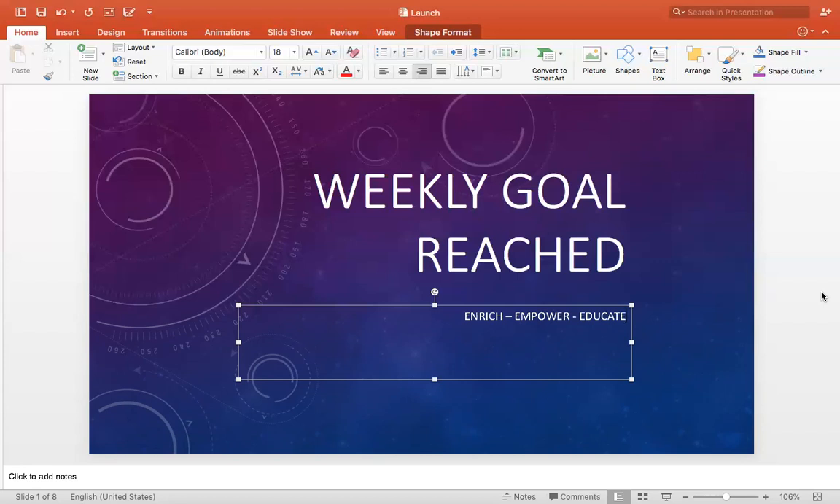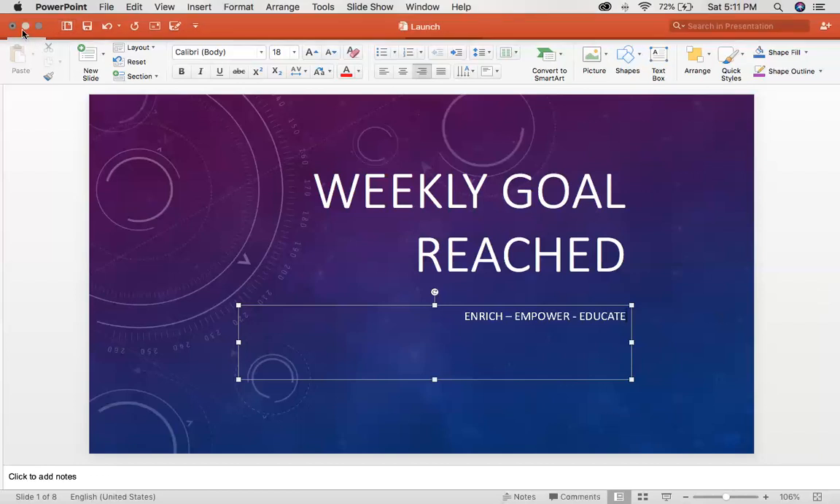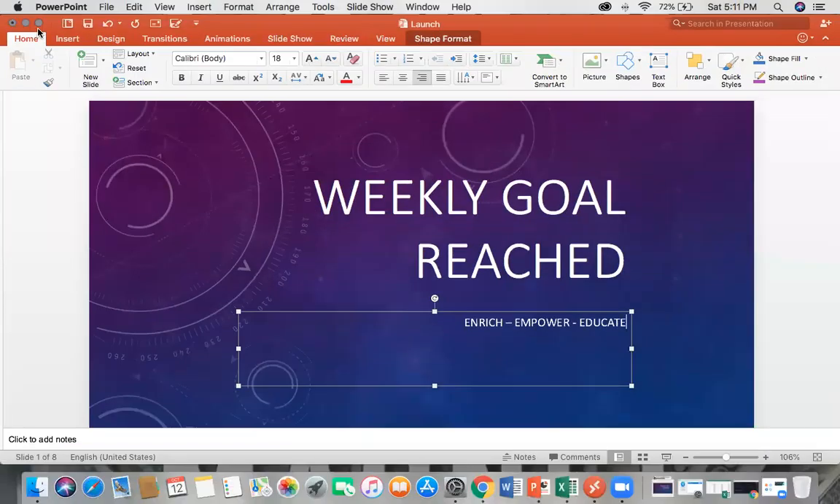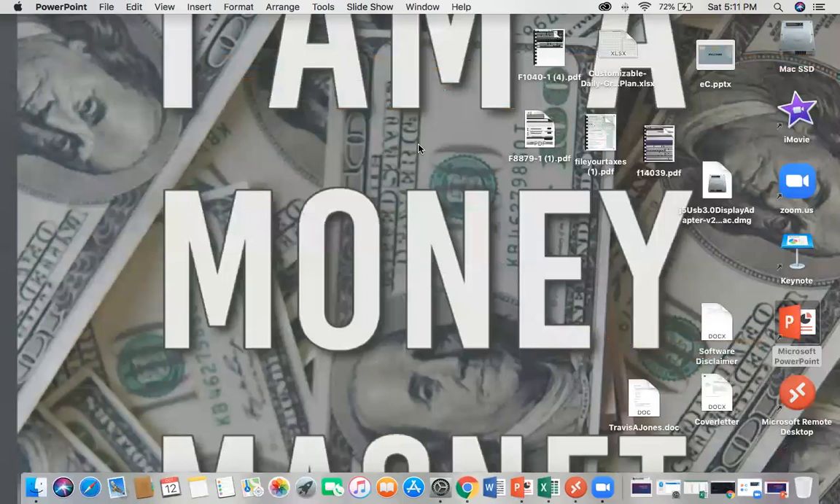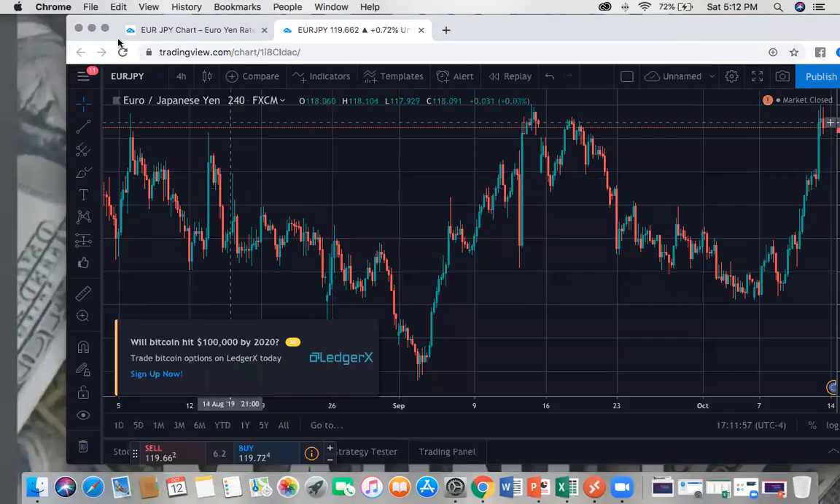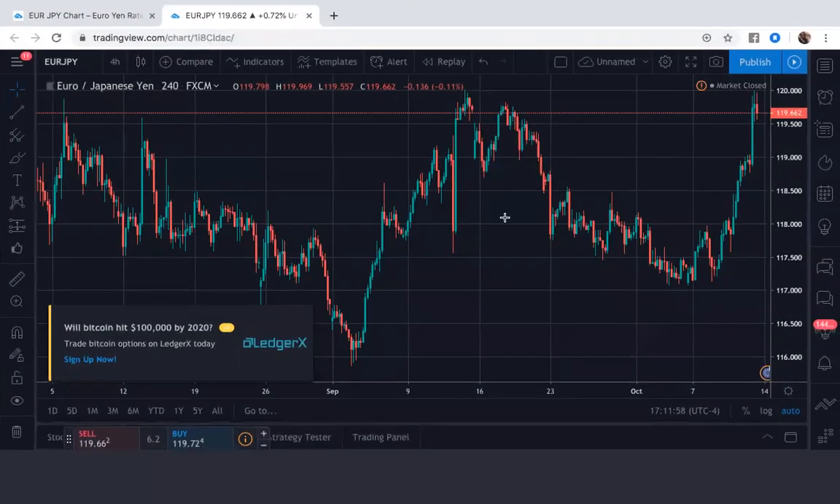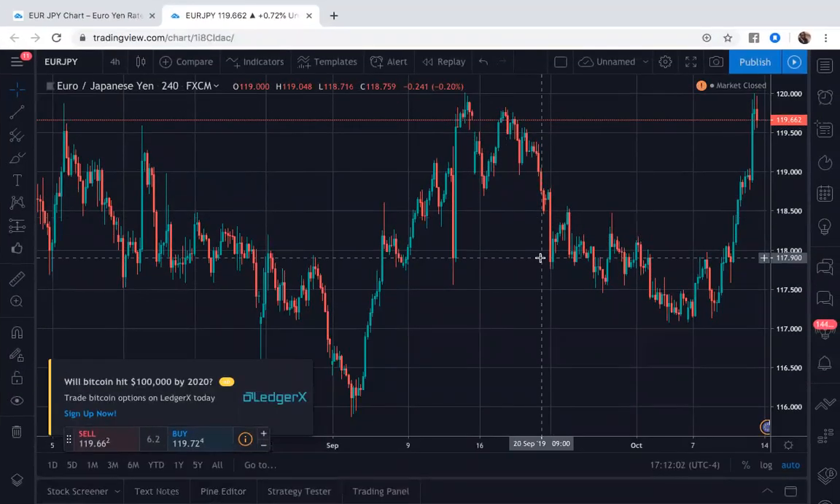And I know everyone here wants to see weekly goal reached by the end of the week. I want to help people do just that. Let's talk about how we're doing it. Everyone knows the foreign exchange market. We're using the Forex market, right? We trade currency. Here's an example of a currency pair.